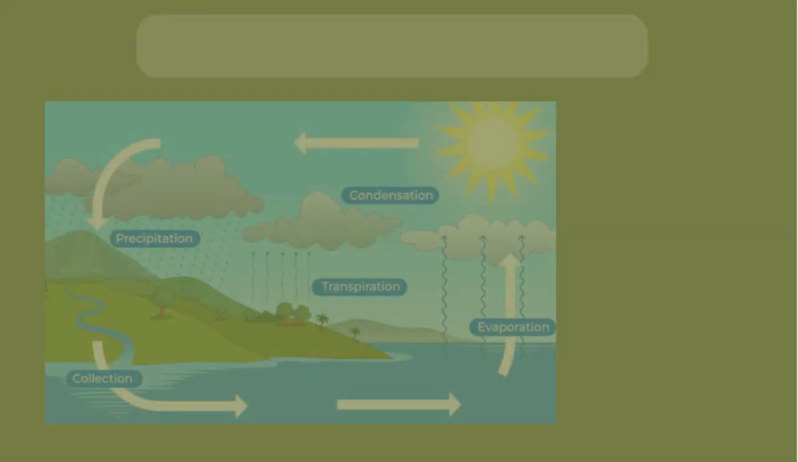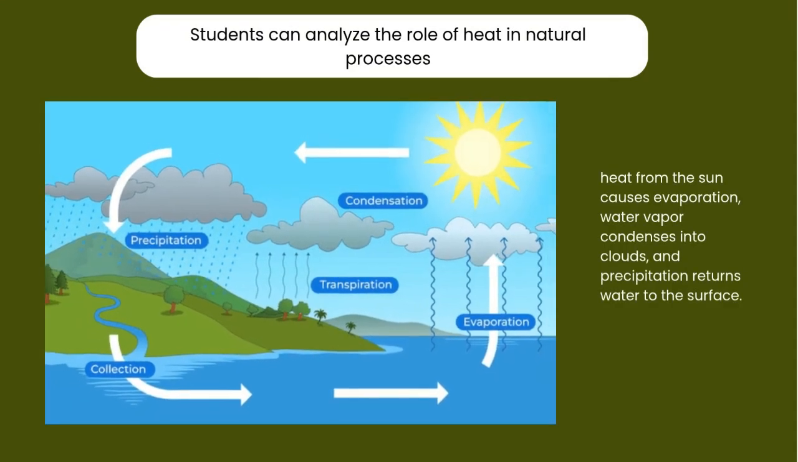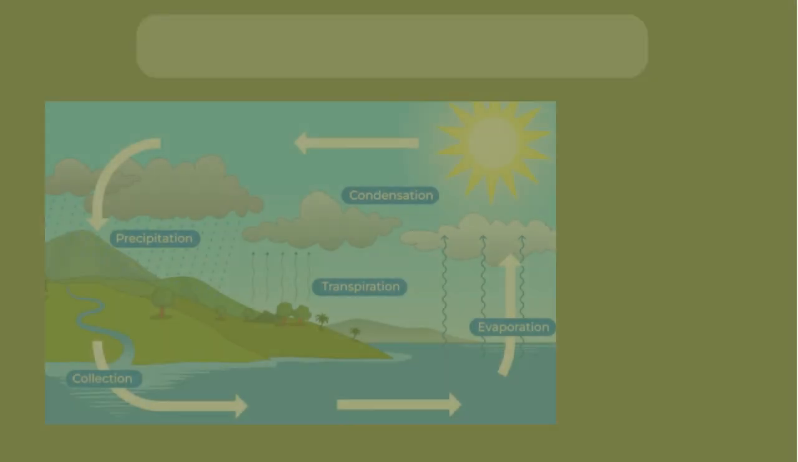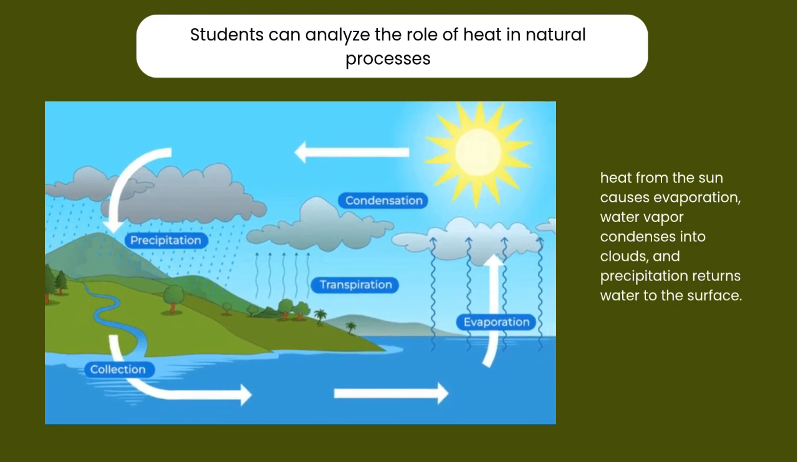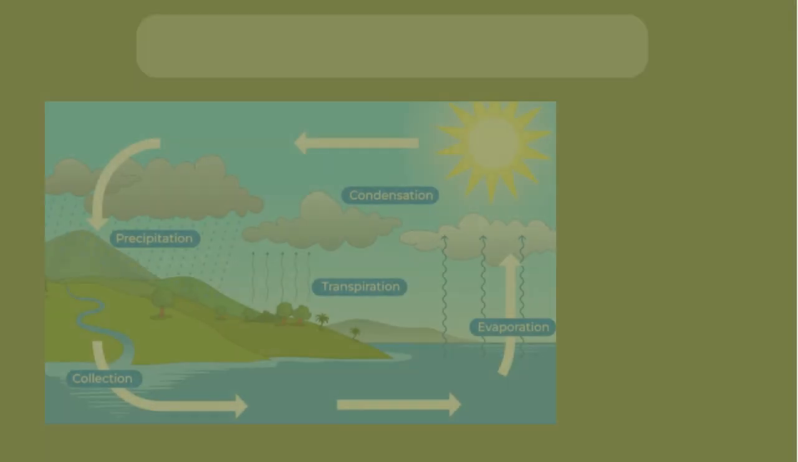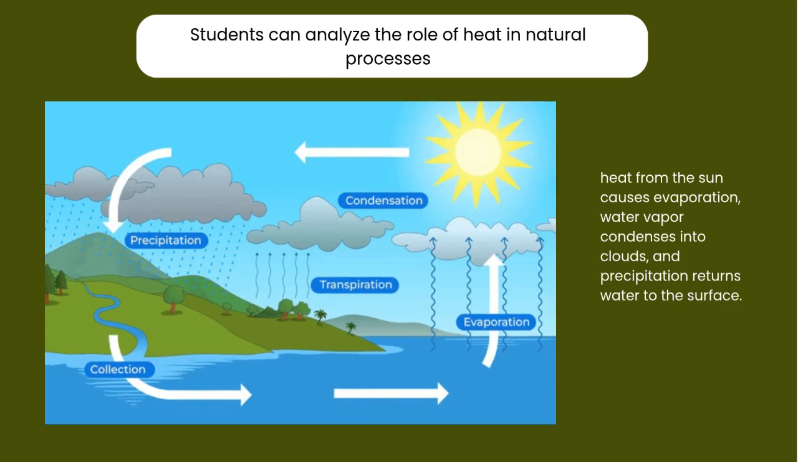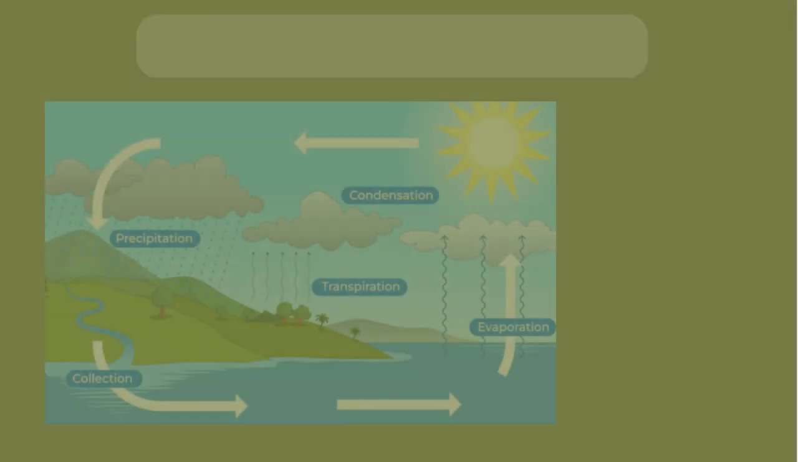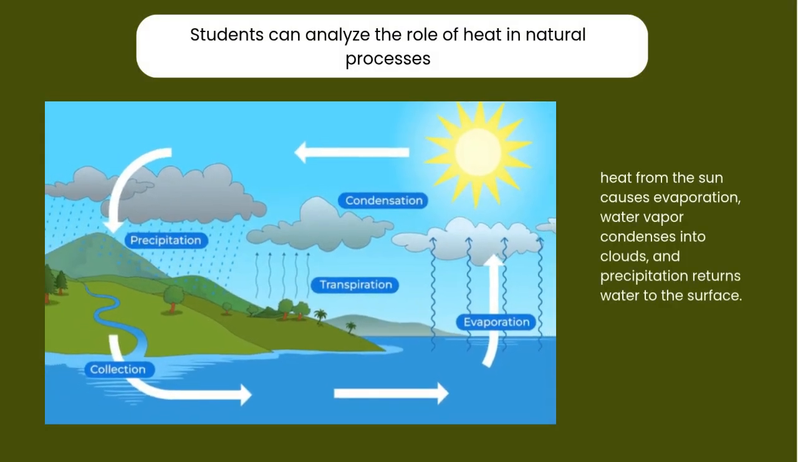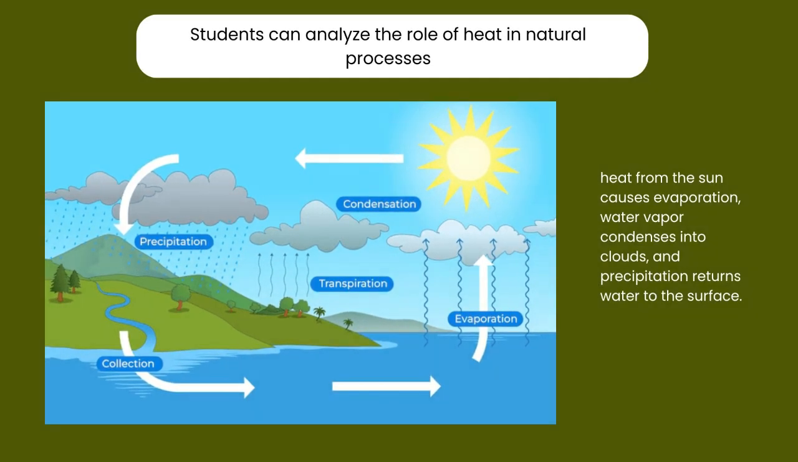And the next one, students can analyze the role of heat in natural processes. Heat plays a major role in the water cycle. The sun heats water on the Earth's surface, causing it to evaporate. The vapor then cools and condenses into clouds, and eventually falls as rain. This continuous process depends on heat energy from the sun.